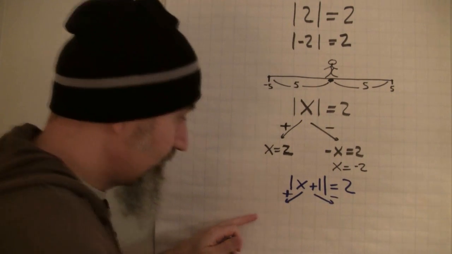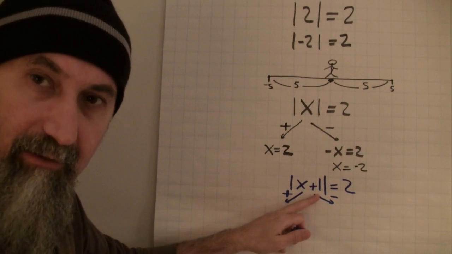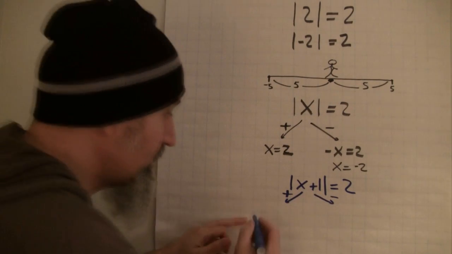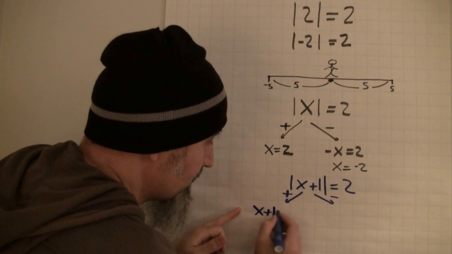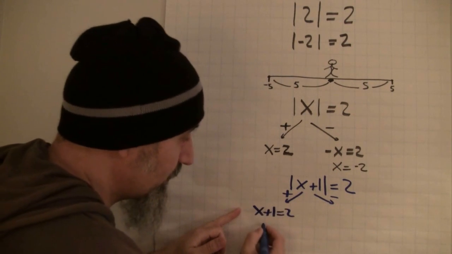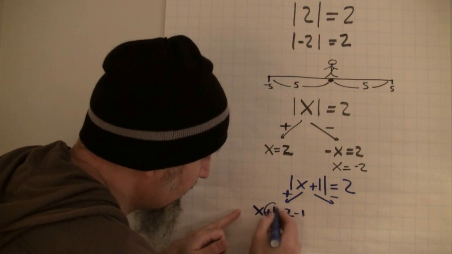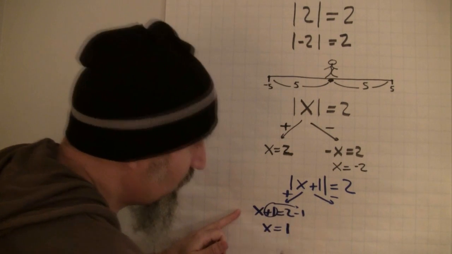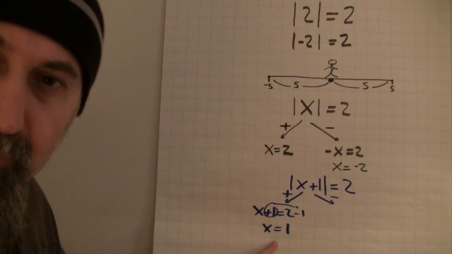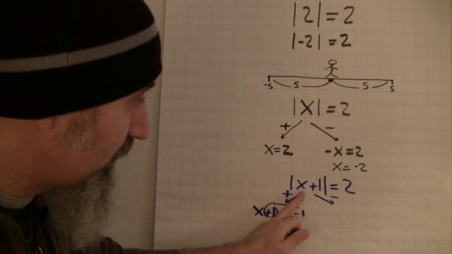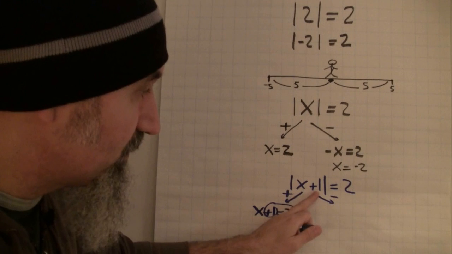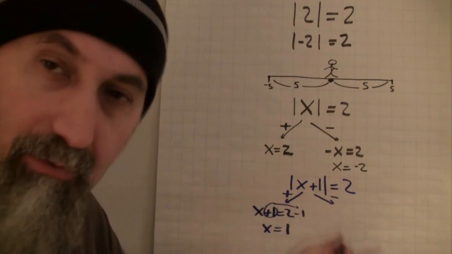So positive on the inside just becomes x plus 1 is equal to 2, and we bring the 1 over, so minus 1, so x is equal to 1, which makes sense. If we plug in 1 here, 1 plus 1 is 2, and the absolute value of 2 is 2.